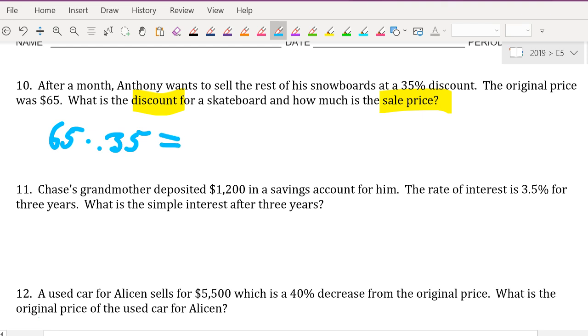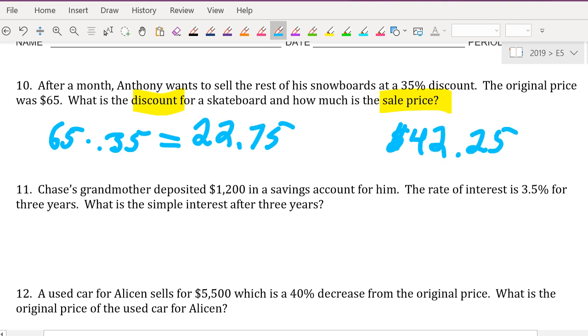How much is that? Anybody? $22.75. And then we subtract that from 65 to get the sale price, and that's $42.25. So the sale price is there, the discount is there. You could have also multiplied 65 times 0.65 to get the sale price.